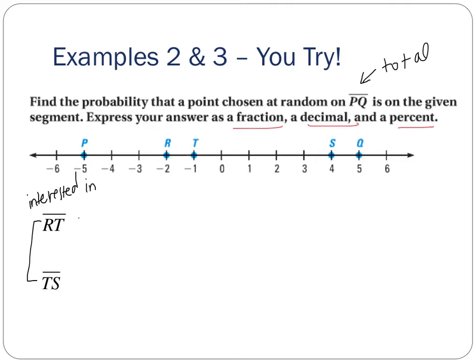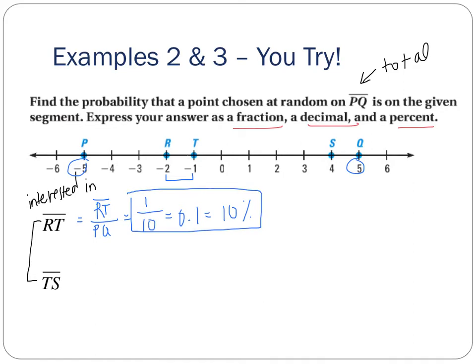Okay, so let's see how we did. This probability, RT, that's what we're interested in, and our total is still PQ. Now, RT is just one segment long. It goes from -2 to -1. PQ is still 10. It goes from -5 to +5. That's a difference of 10. So the probability that a point chosen at random is on RT is 1 over 10. That's a fraction. As a decimal, that's 0.1, which is 10%. So all three of these answers express the probability.